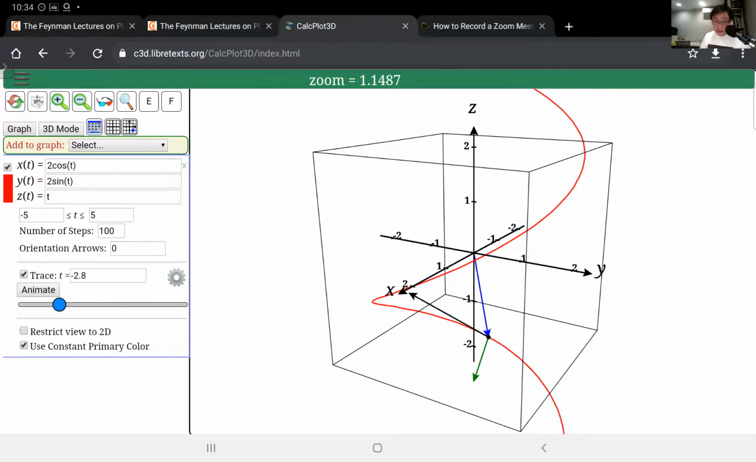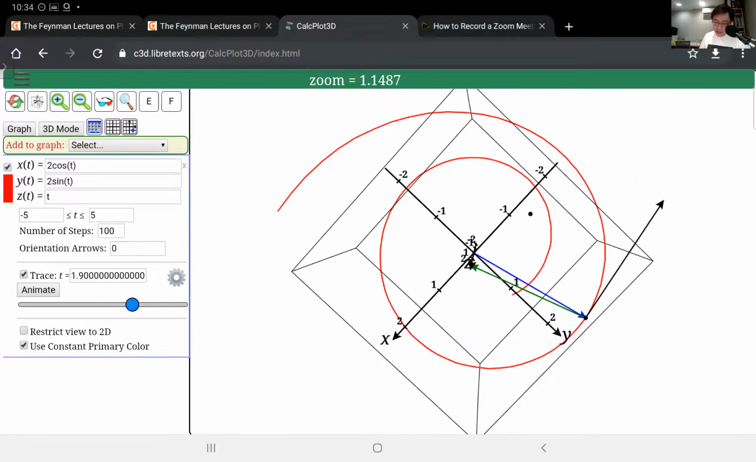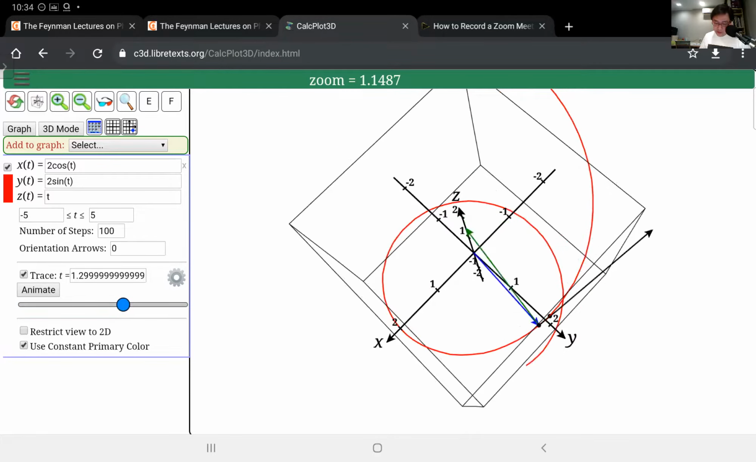See that? So when I look at the black vector, the blue vector is curving up. And the black vector is always perpendicular to it, no matter where it is. So let me change the angle a bit. Here we go. See that? The black vector is always perpendicular to the blue all the time.